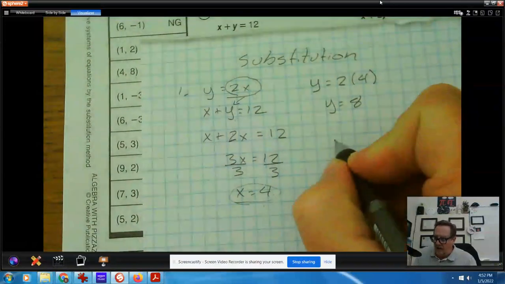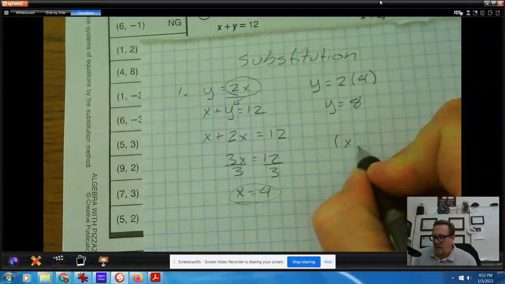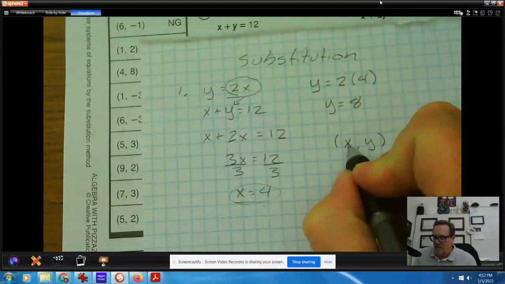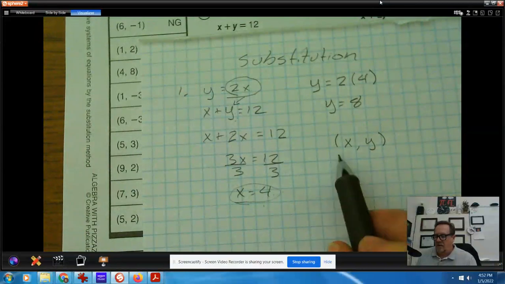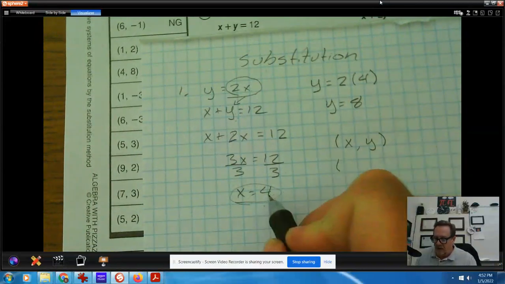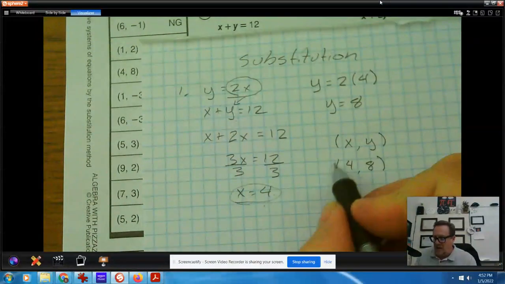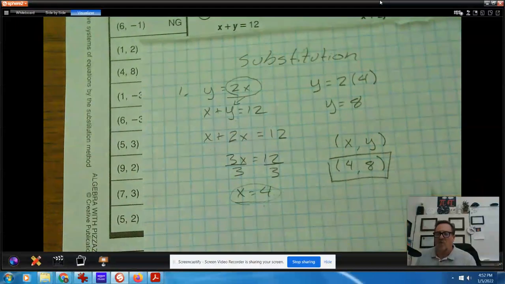Now the way that we write our answers down is these are ordered pairs. Remember, ordered pairs are in XY form, right? So inside parentheses, we're going to write the x and the y separated by a comma. Our x was 4, our y was 8. So the answer to this is the point (4, 8).